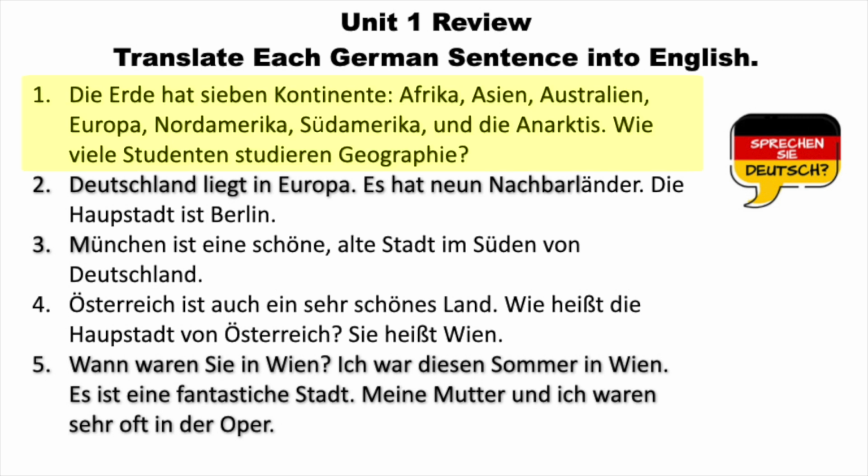Die Erde hat 7 Kontinente. Afrika, Asien, Australien, Europa, Nordamerika, Südamerika und die Antarktis. Wie viele Studenten studieren Geografie? So we know die Erde is the Earth. 7 sounds like a number, and we can deduce that it's talking about 7 Kontinente, of which we have Africa, Asia, Australia, Europe, North America, South America. I'm guessing that the thing which the Earth has 7 of is 7 continents. That's why it is die Erde hat 7 Kontinente.